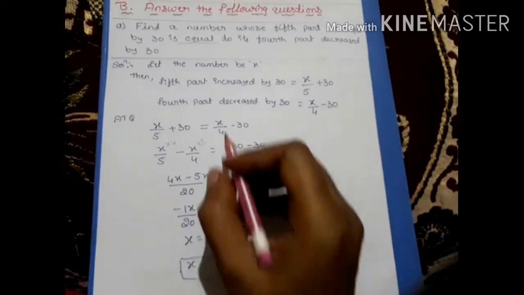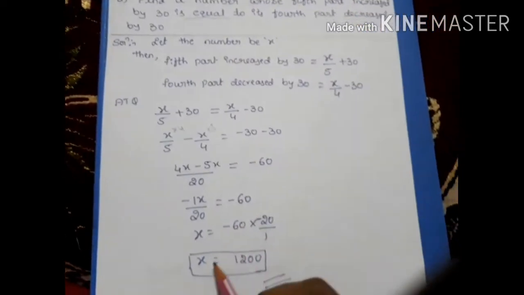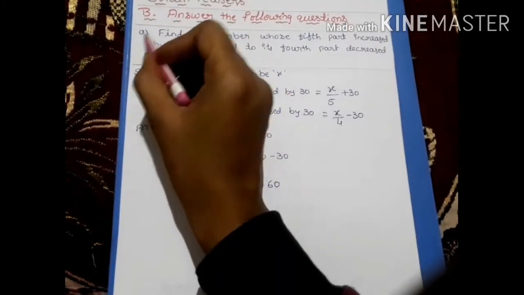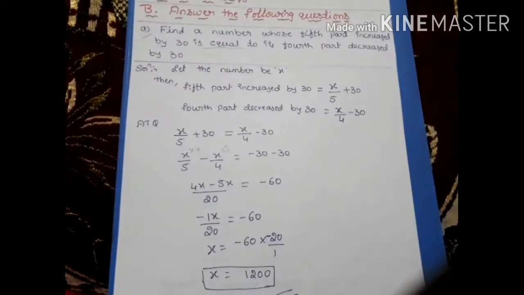Here what he asked? Find a number. So what is the number? 1200 is the number. This completes B main A1 question.